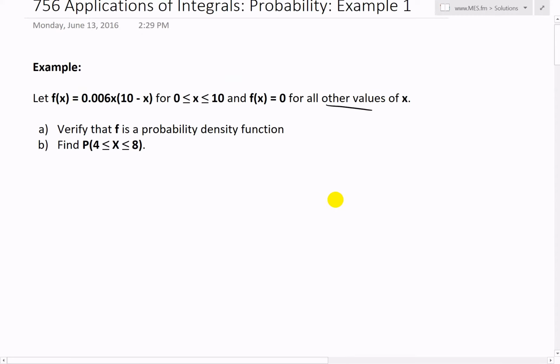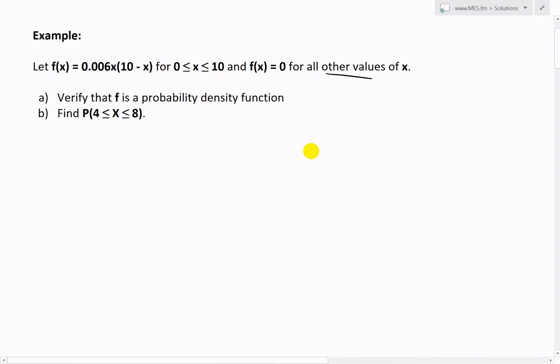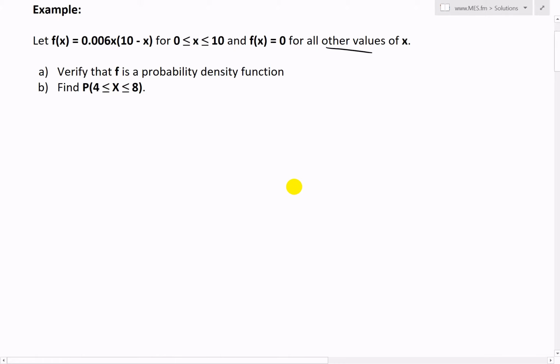Now part A of this example states, verify that the function f is a probability density function. And again, make sure to watch my earlier video on the introduction to probability, in which I go over the probability density function. Then part B states, find the probability that x is between 4 and 8. So let's look at part A.